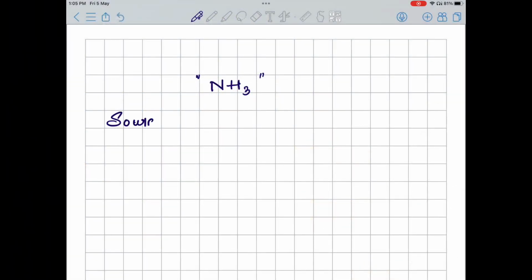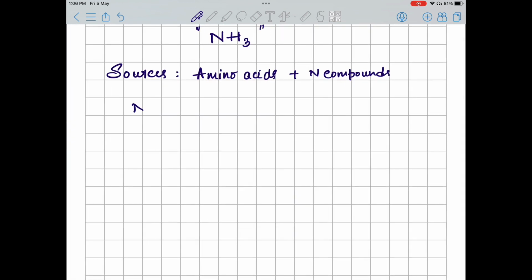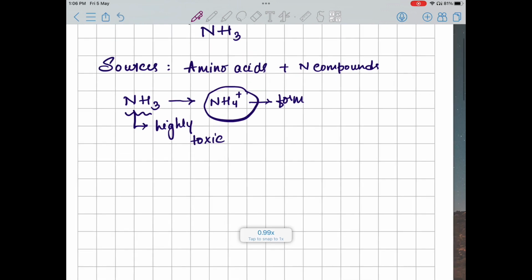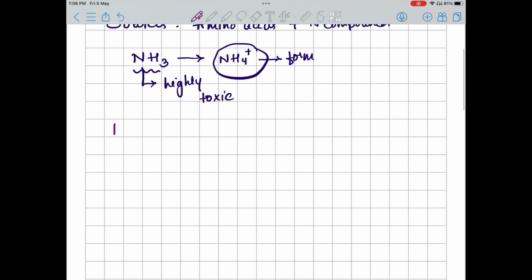So today we are going to look at ammonia. Basically the transamination process would be dealt over here. First we'll look at the sources from where we get ammonia. Amino acids and nitrogen compounds are two things which basically contain ammonia. Now ammonia exists in NH4+ form, that is ammonium form, and this form which is present maintains the acid and base balance in our body. Ammonia is said to be highly toxic in nature.